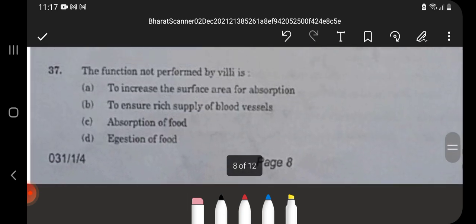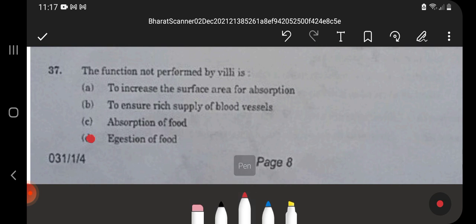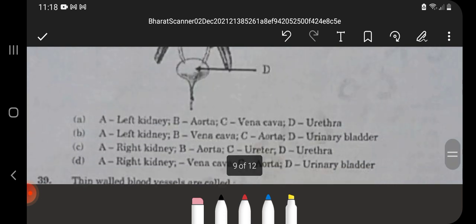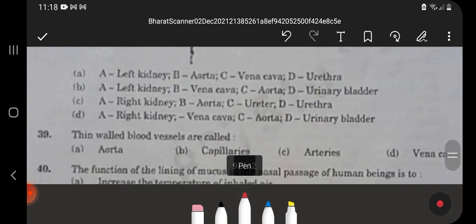37th. The function not performed by villi is D. Digestion of food. 38. In the given diagram, A, B, C and D respectively are... 38, D is correct. A, right kidney, vena cava, C, aorta, D, urinary bladder.